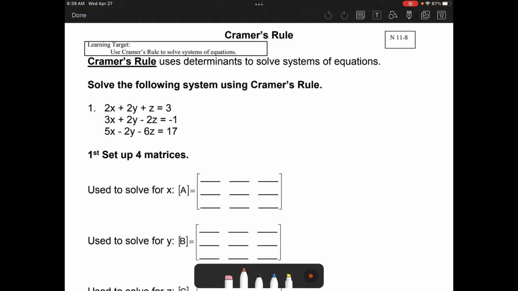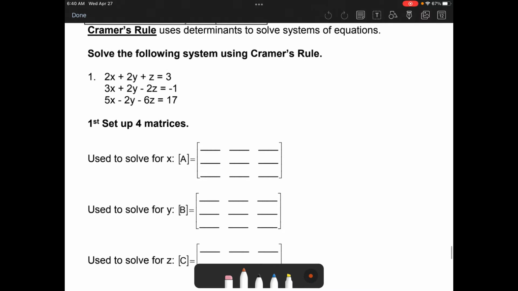Hey guys, today we're going to finish up the chapter. We're going to look at how to solve a system of equations using Cramer's rule. Cramer's rule uses determinants to solve systems of equations. So we're going to first look at the example system.